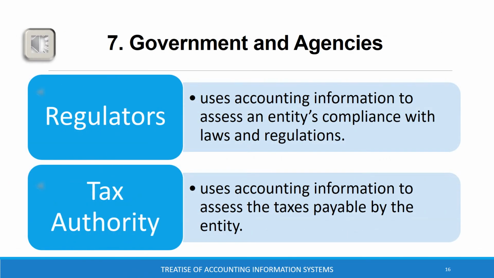The seventh category of users of accounting information is the government and government agencies. This comprises regulators and tax authorities. Regulators use accounting information to assess whether the financial position and the financial performance of an entity comply with the laws and regulations. On the other hand, the tax authority uses accounting information to assess and compute tax payable by an entity.